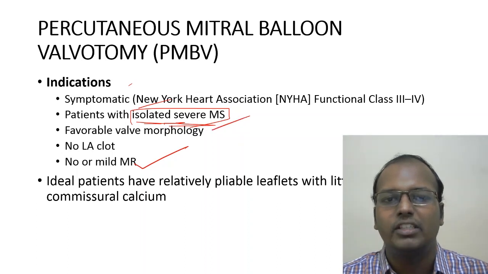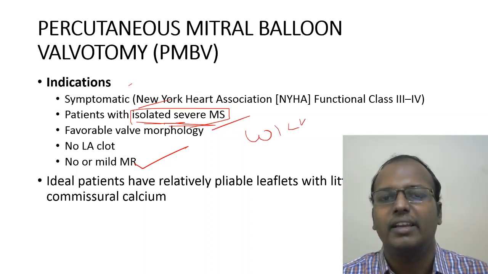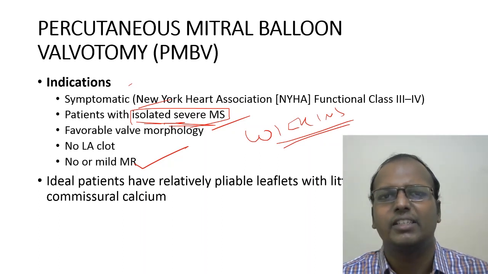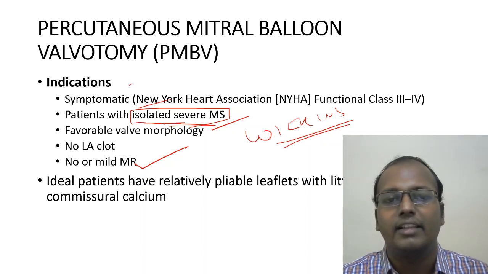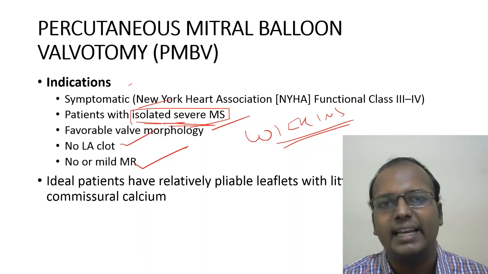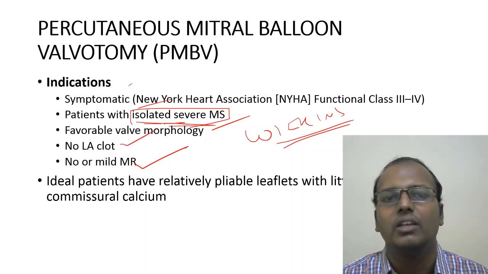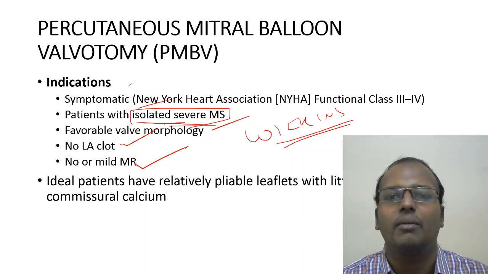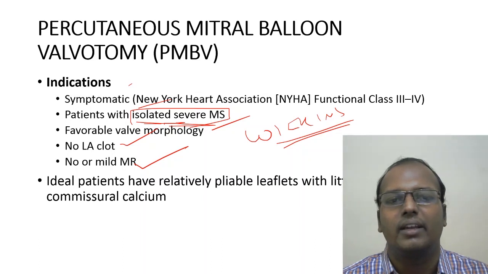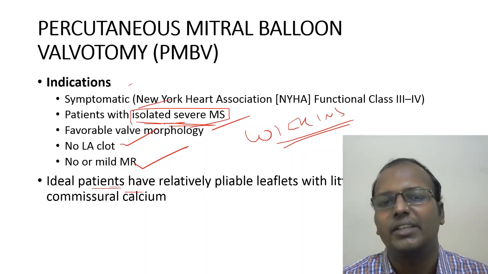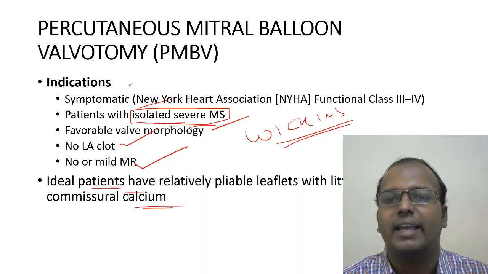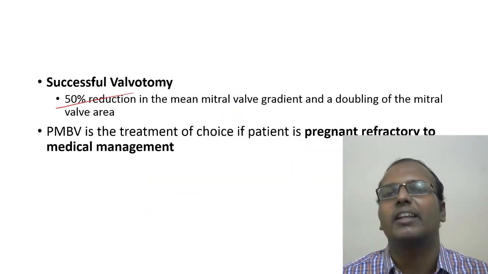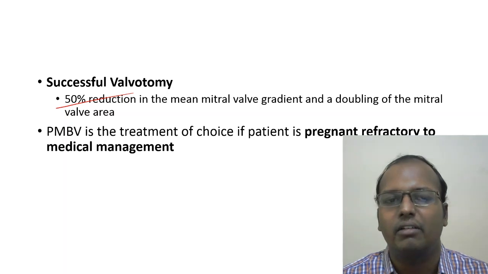Favorable valve morphology should be there. There is a score called Wilkins score, for knowing whether the patient's valve is amenable to valvotomy or not. And there should not be any LA clot, because the clot can embolize and lead to stroke. So these are very important indications for a patient to be taken for mitral balloon valvotomy. The ideal patients are those who don't have calcium in the commissures. Successful valvotomy is a 50% reduction in the mean valve gradient or doubling of the mitral valve area.